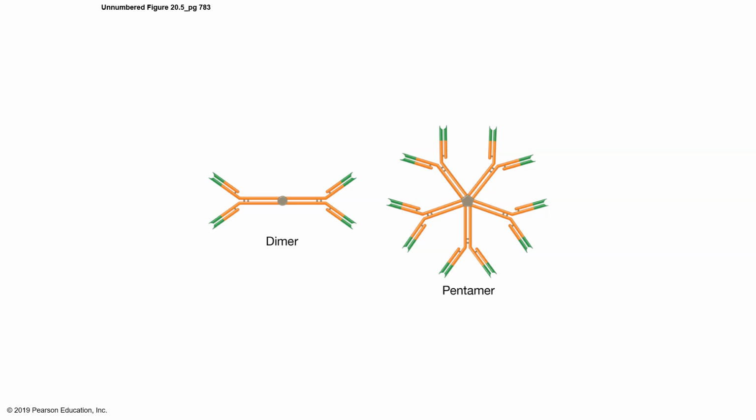Let's look at the antibodies. There's 5 classes of antibodies. There's several mnemonics you can use for these.